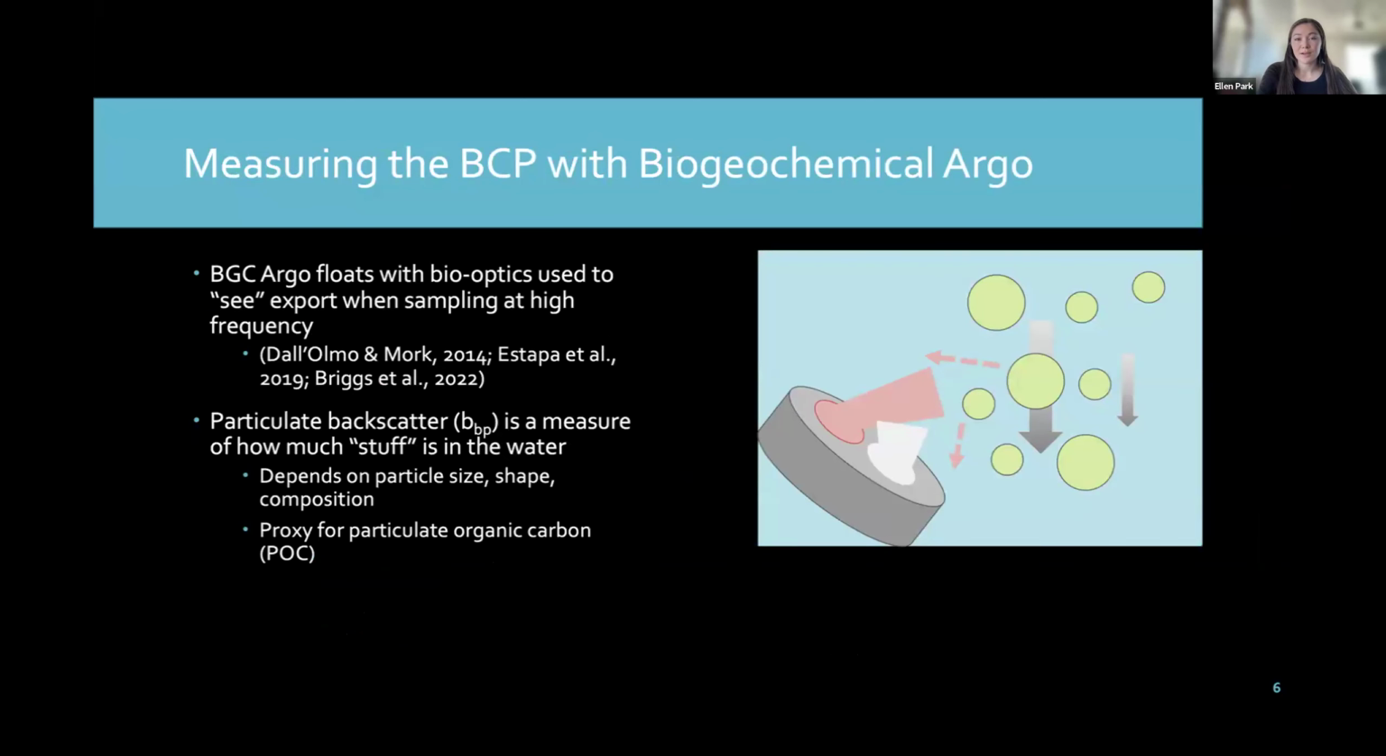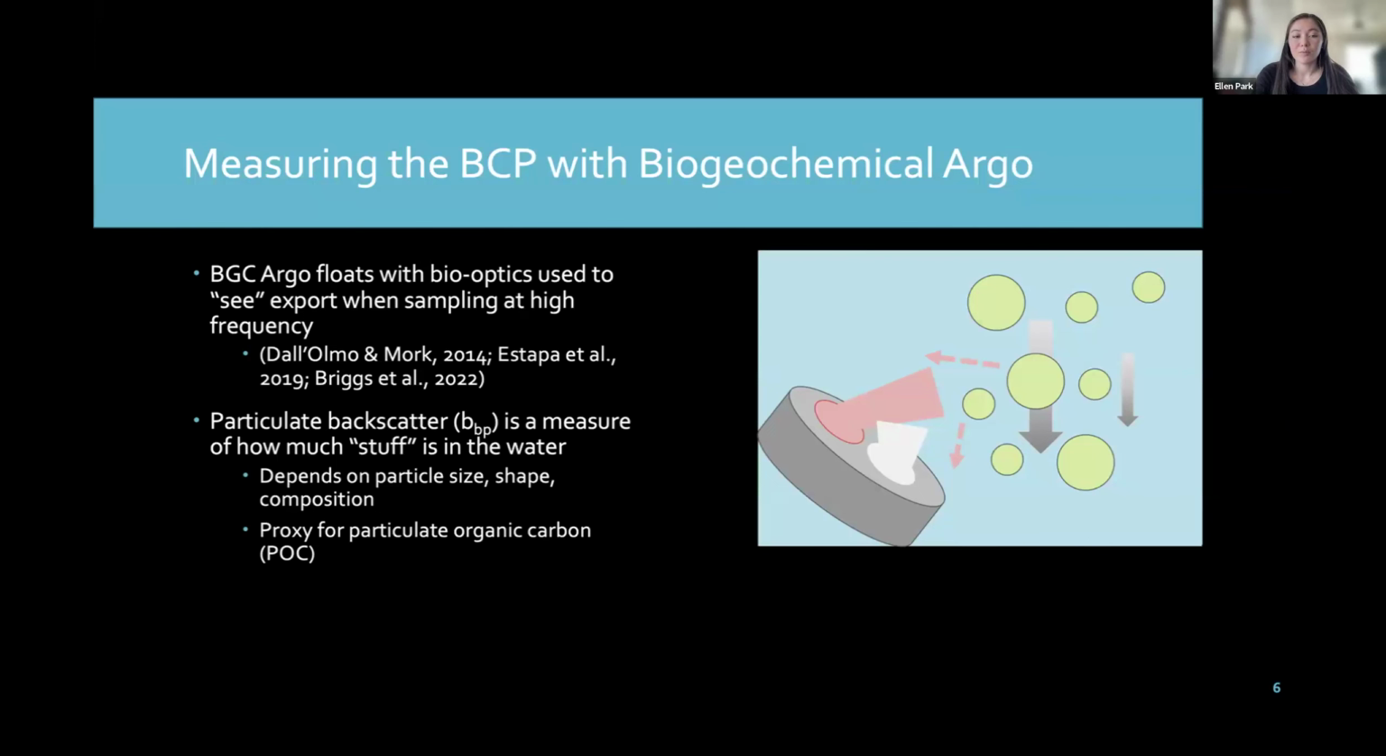Typically, we measure the biological carbon pump using sediment traps where we're collecting the sinking particles at various steps in the water column, but we can also use BGC Argo floats equipped with bio-optics to see export, or these sinking particles. And this has been done a number of times with several floats when they've been sampling at a higher temporal frequency than the typical 10-day cycle.